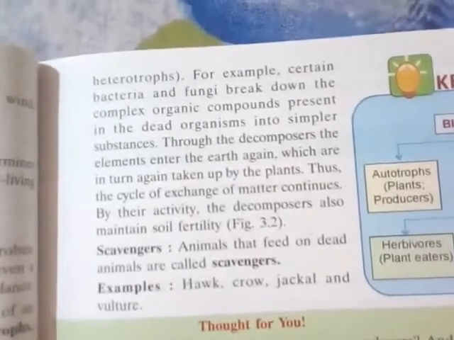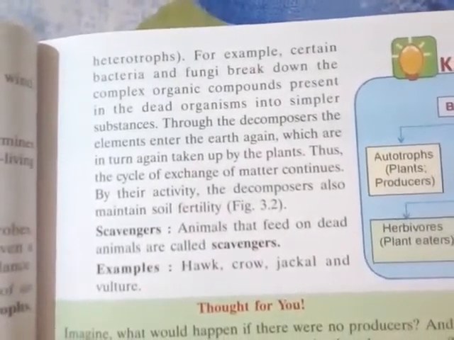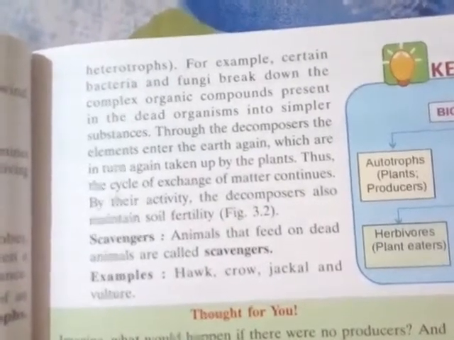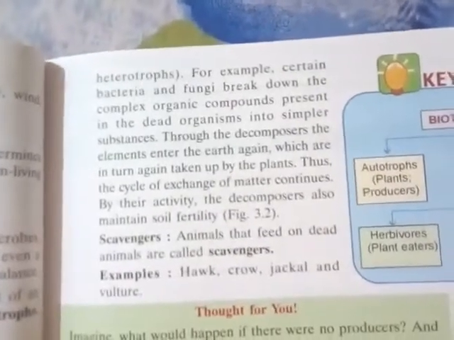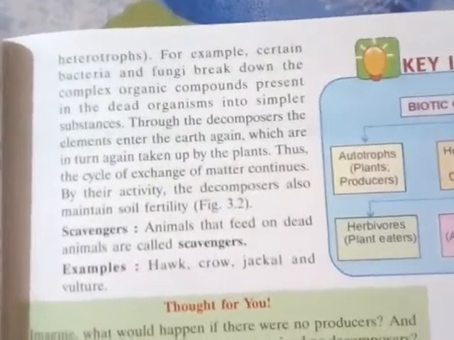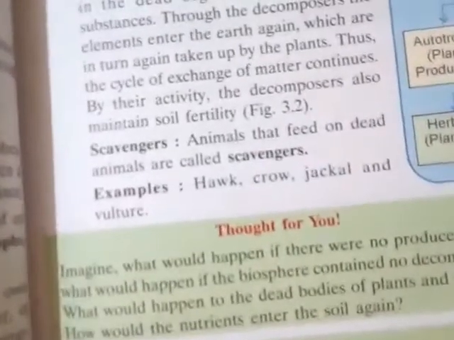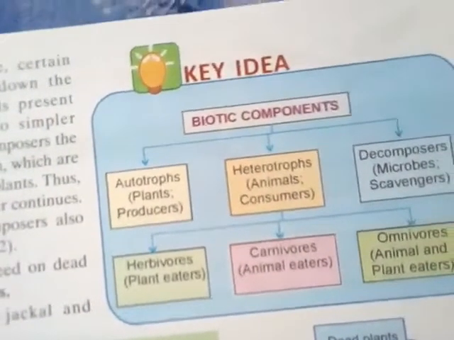Animals that feed on dead animals are called scavengers, such as the crow, hawk, and vulture. They depend on dead things, and they are all the time over dead bodies. So that is called scavengers. So these are the biotic components: autotrophs, heterotrophs, decomposers.